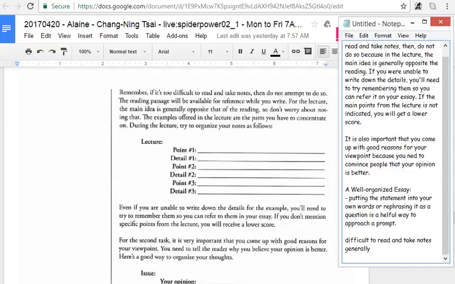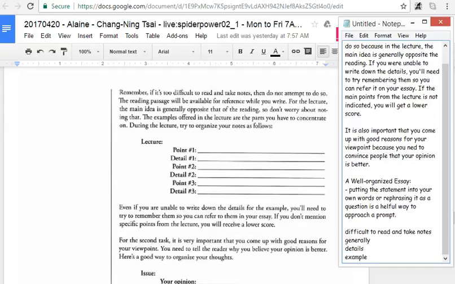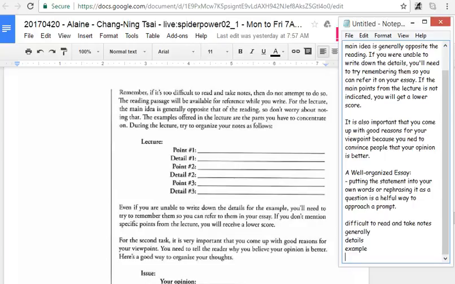Even if you are unable to write down the detail for the example, you will need to try to remember them so you can refer to them your essay. If you don't mention specific points from the lecture, you will receive a lower score. For a second task, if it is very important that you come up with good reasons for your viewpoint. You need to tell the reader why you believe your opinion is better. Here's a good way to organize your doubt.